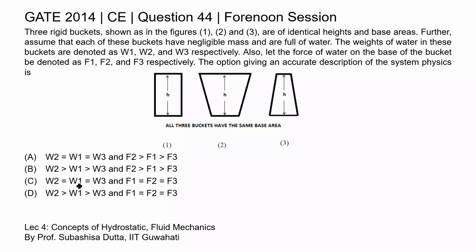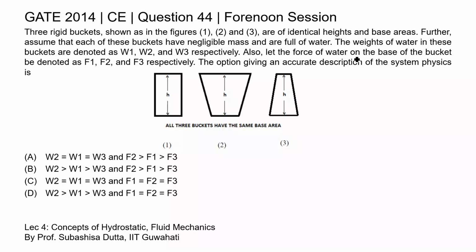This is question 44 of civil engineering paper GATE 2014 forenoon session. Three rigid buckets shown as in the figure 1, 2 and 3 are of identical heights and base areas. Further, assume that each of these buckets have negligible mass and are full of water. The weights of water in these buckets are denoted as W1, W2 and W3 respectively.